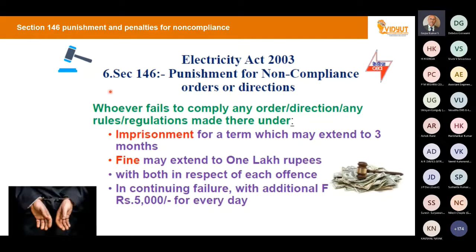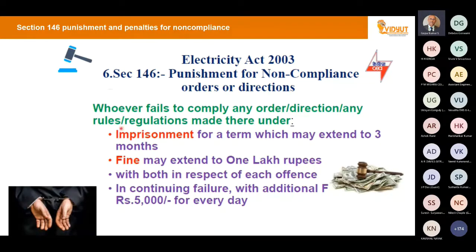Please note that the Electricity Act covers so many subjects. Out of that, the responsibility of making safety regulations is given to CEA. So CEA has to make the regulation. Now 146 talks about punishment for non-compliance of orders and directions. Very important. Imprisonment for a term which may extend to 3 months. I will explain how this is applicable in one of my slides at the end of the presentation.